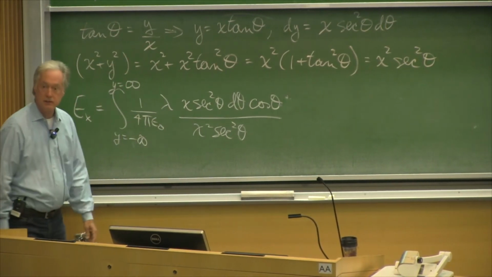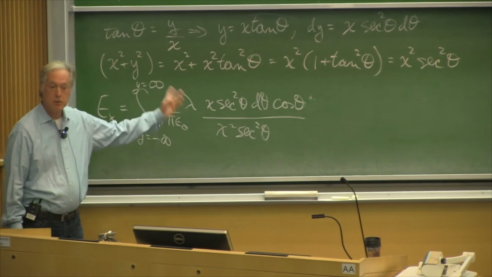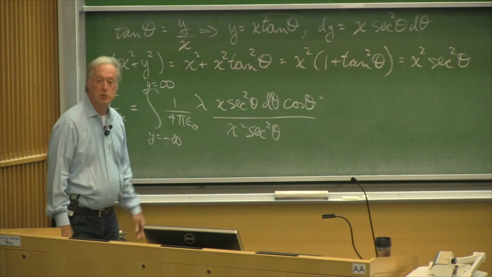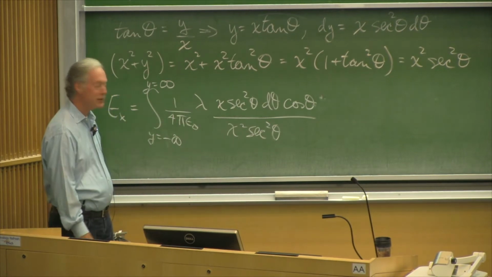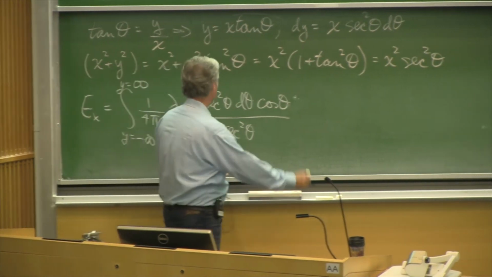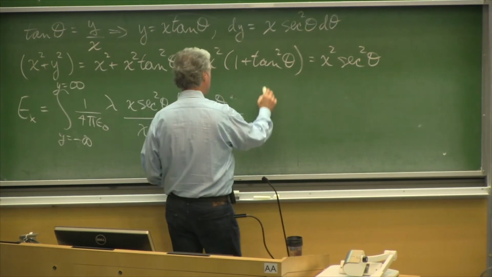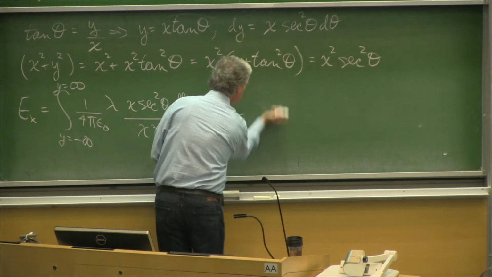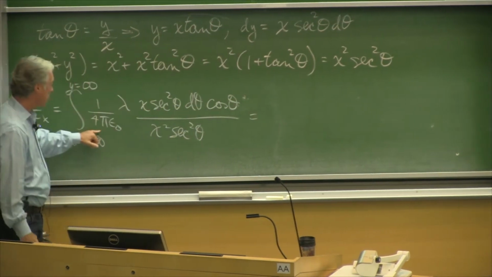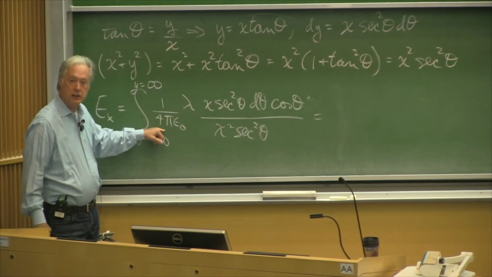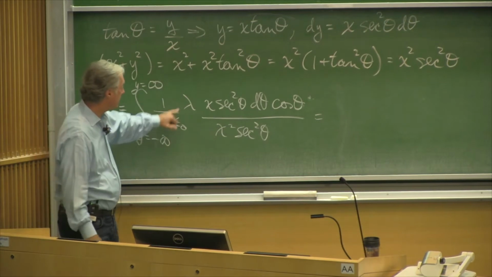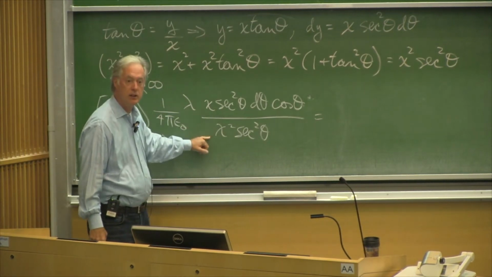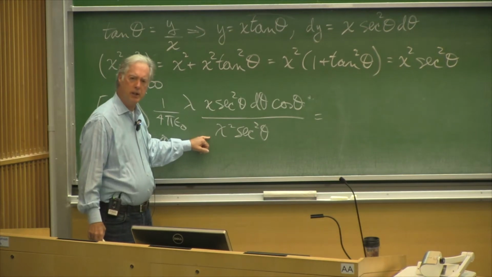We doing okay? What happens to this stuff? Look how the secant squareds cancel each other. Isn't that lovely? So let's go integral. Now let's pull some constants out. Can I pull out the 1 over 4 pi epsilon naught? That doesn't depend on anything, right? Can I pull the lambda out? Okay, can I pull the x out? You think about that a little bit, right?